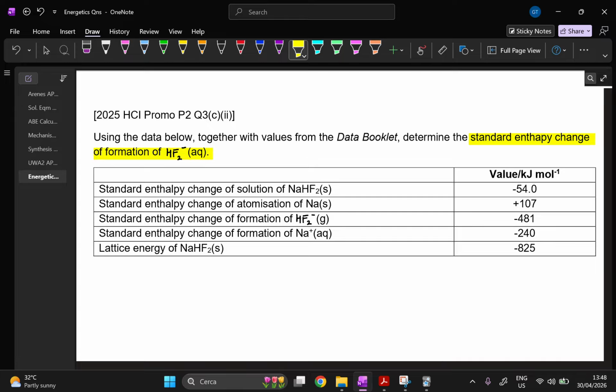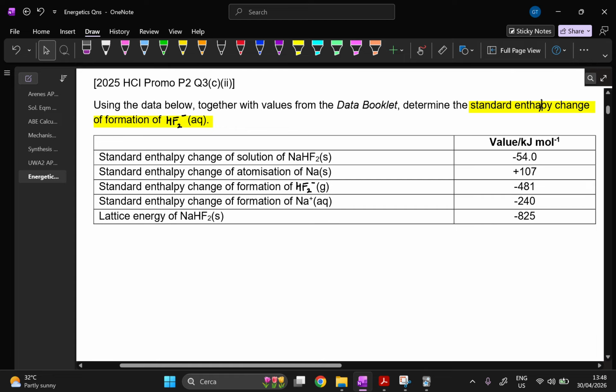Now, this question is not as kind as the previous question. They never give you the equation that you want, so you need to construct it yourself. By the way, typo here. That's a very ugly way to fix a typo, but never mind. So you need to construct the equation for the standard enthalpy change of formation yourself.